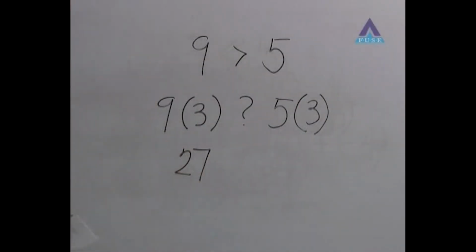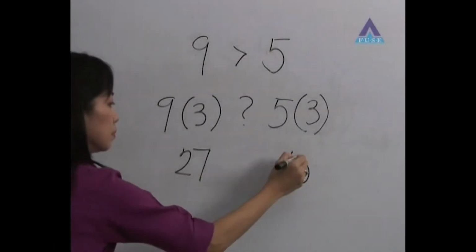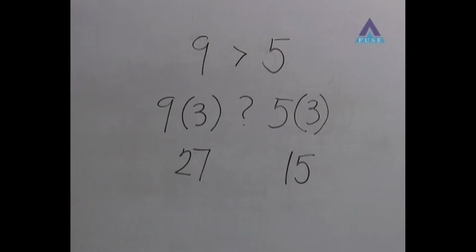Okay, so 9 times 3 is equal to what? 27! Good. So how about 5 times 3? 15! That's right. So is 27 greater than or less than 15? 27 is greater than 15. Oh wow! So if we multiply the same value to both sides of the inequality, the order will remain the same.